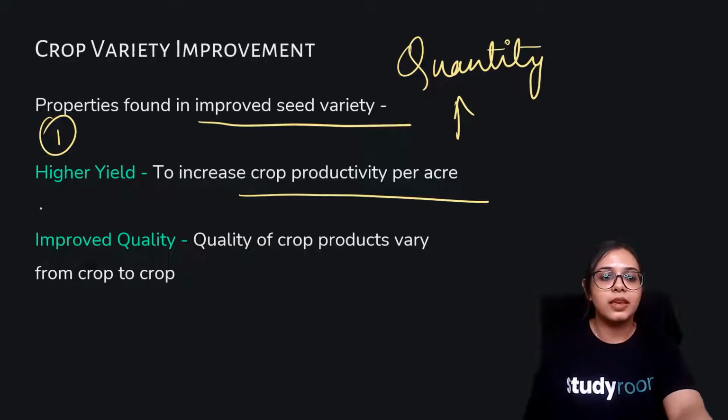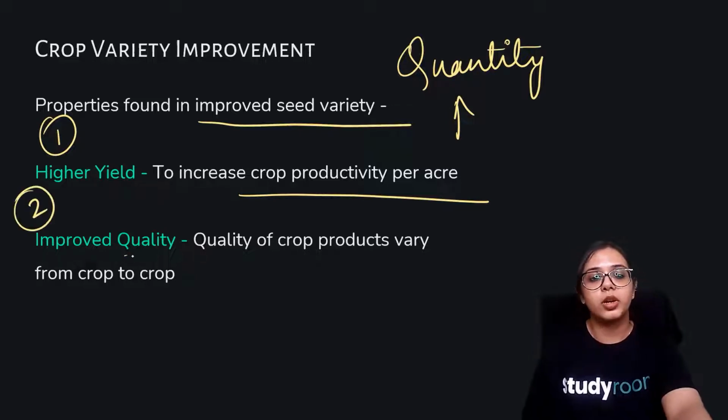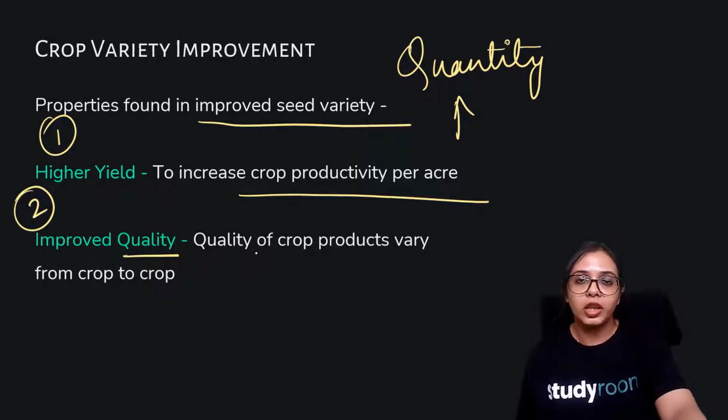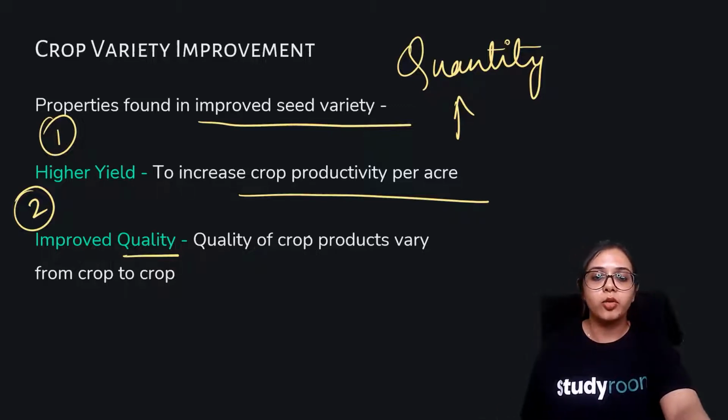The second requirement was quality. So we are also getting improved quality. We are either genetically modifying it, or we are hybridizing different plants. The quality of crop products varies from crop to crop.